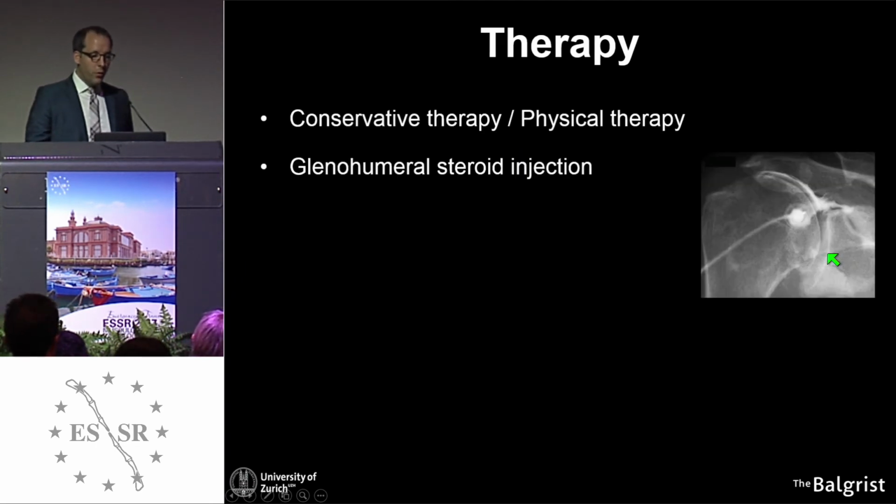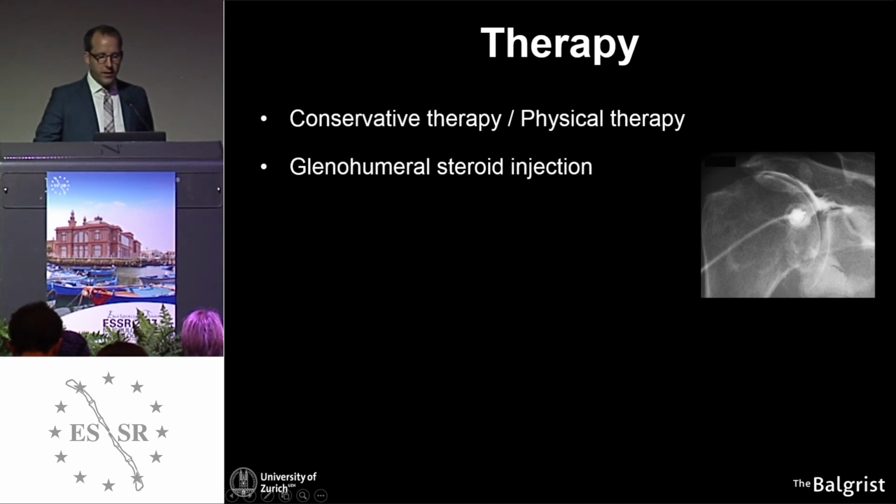So let's finally move on to therapy. In our hospital, the surgeon tries to be as conservative as possible in these cases. They will order some physical therapy for the patient. If that doesn't help, if the patient still has symptoms, then they will do glenohumeral steroid injections. So they send them to us, to the radiologist, to perform these injections.